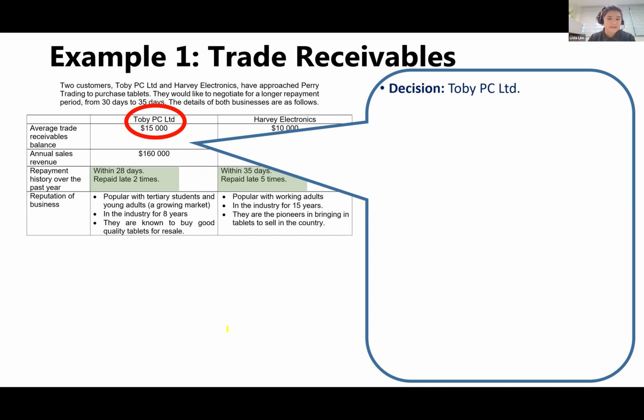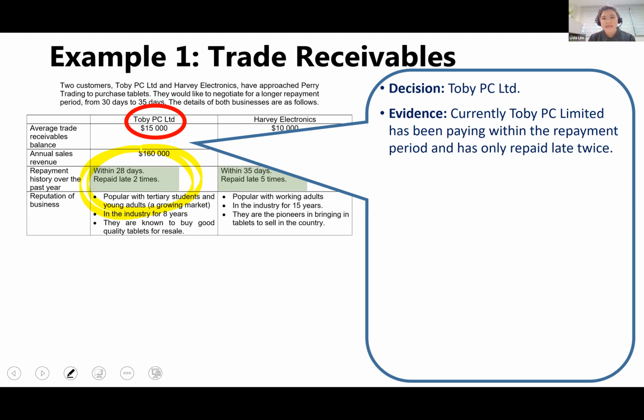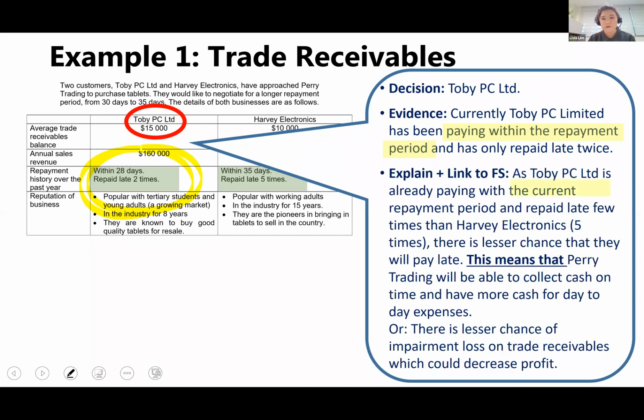So the next E, what does the next E stand for? Evidence. So what is the evidence? The evidence is over here that he is already repaying within 28 days and only repaid late 2 times. So we're going to say that evidence: he has been paying within the repayment period, and so far in 1 year, only repaid late 2 times. All right, so that's the evidence.